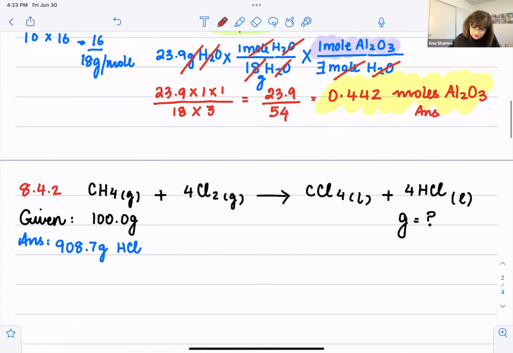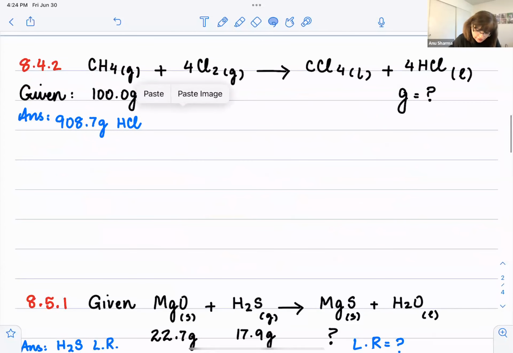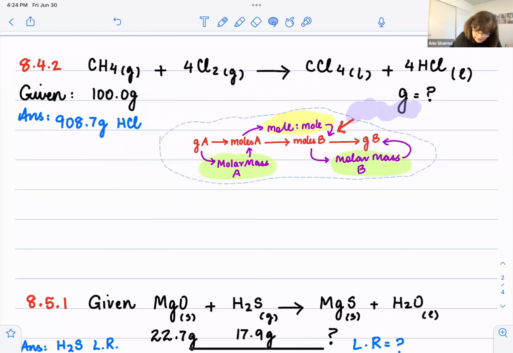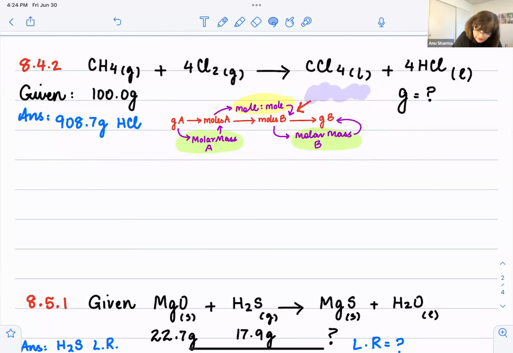So same strategy. Let me copy this again, so you have it all in one place. Okay. All right, so here we are, the same strategy we are using. And the same strategy is basically this thing here.